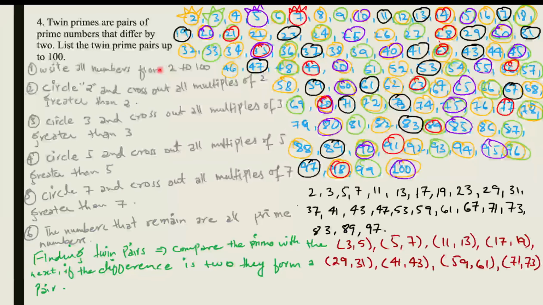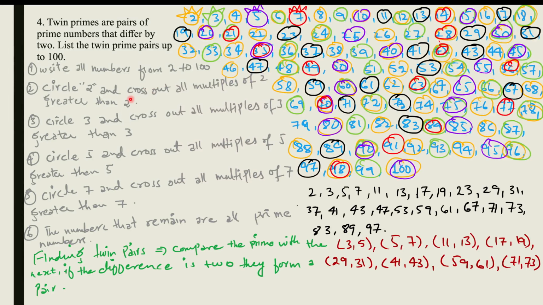Why are we not taking a start from 1? Because 1 is neither a prime number nor a composite, so therefore we start from 2. We will be expressing numbers from 2 to 100. Then we will be finding our prime numbers. Once we find our prime numbers, we will next be finding our twin primes.